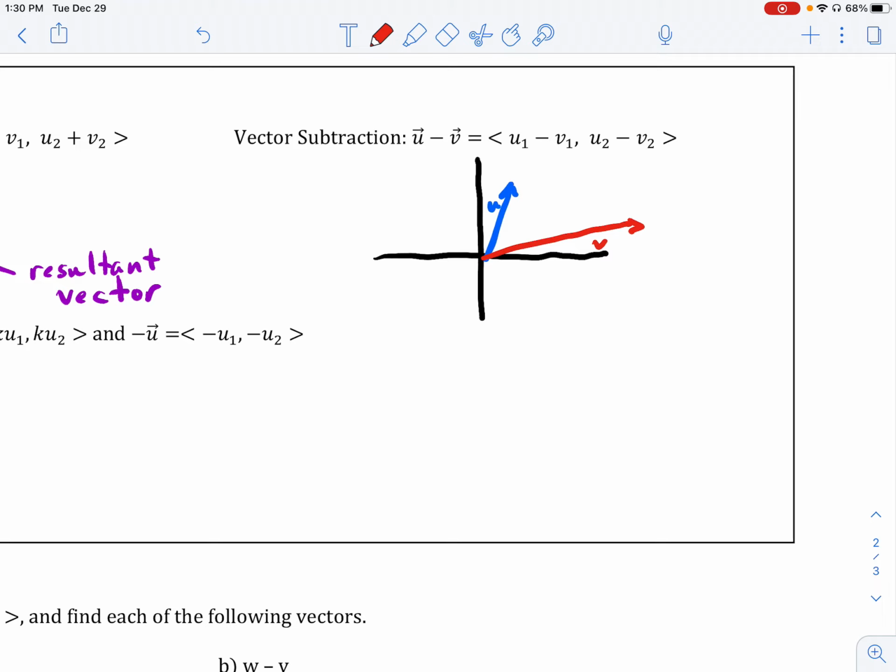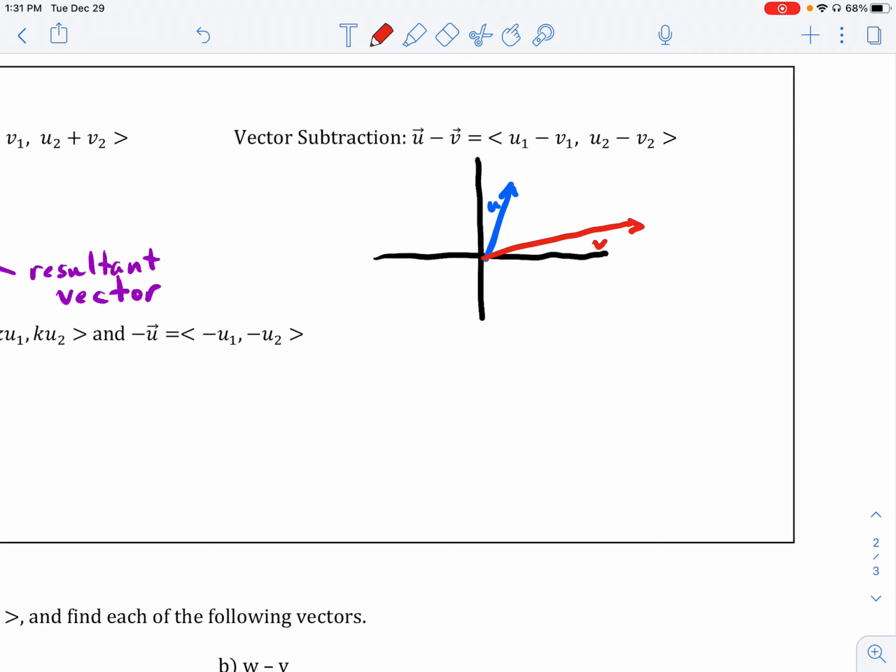Now, what we're going to do when we draw vector subtraction, again, mathematically, to find the resultant vector, you can just go ahead and subtract your x components and subtract your y components. And that end result will give you the component form of your resultant vector. And I'll do an example of this in just a few minutes. But graphically, what does that look like?